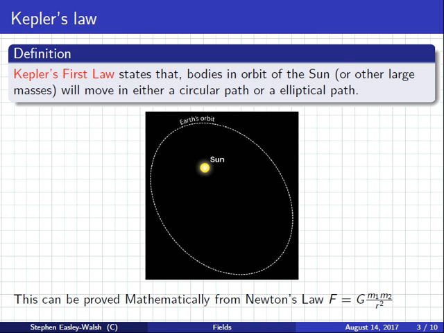I think it'd be nice to draw the picture with the word elliptical, so you can remember that word, elliptical path. I would hope you all know circular path. It would make me quite sad if you didn't.